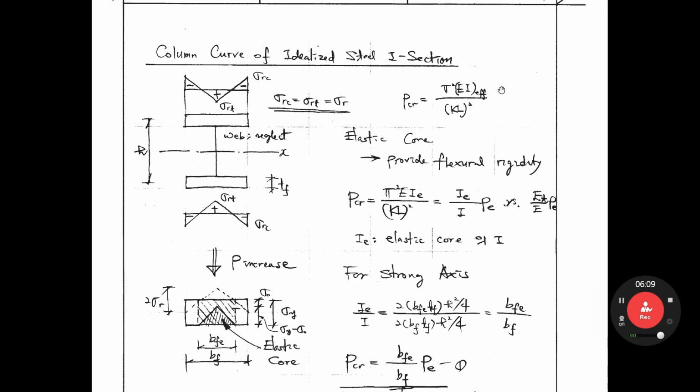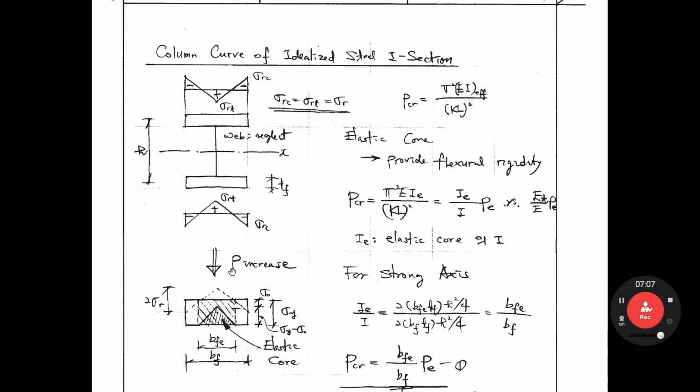It is an inelastic column. Previously, you remember PCR equals pi square ET over KL square, right? In the case of the inelastic column, last lecture, I explained. Today, instead of ET, we can calculate IE. IE stands for the elastic core of I. Then what is the elastic core?